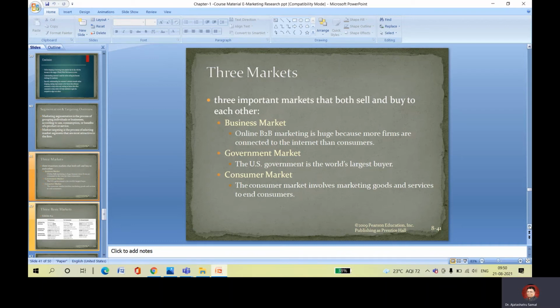Okay, so the consumer market is one of the important factors. The consumer market involves marketing goods and services to end users. That is why the consumer market is an essential part of marketing.